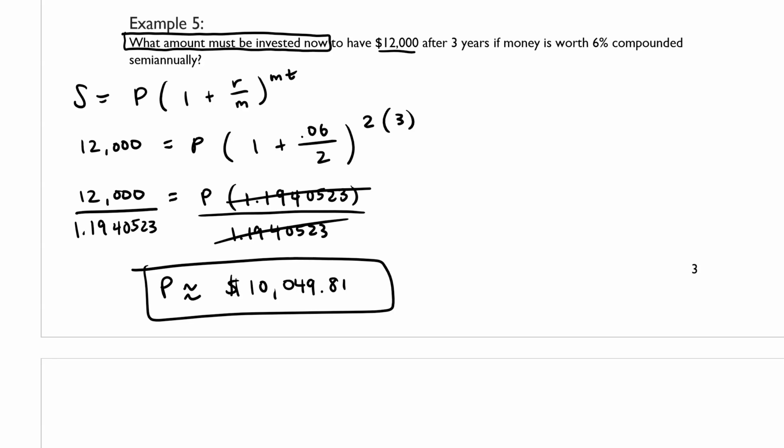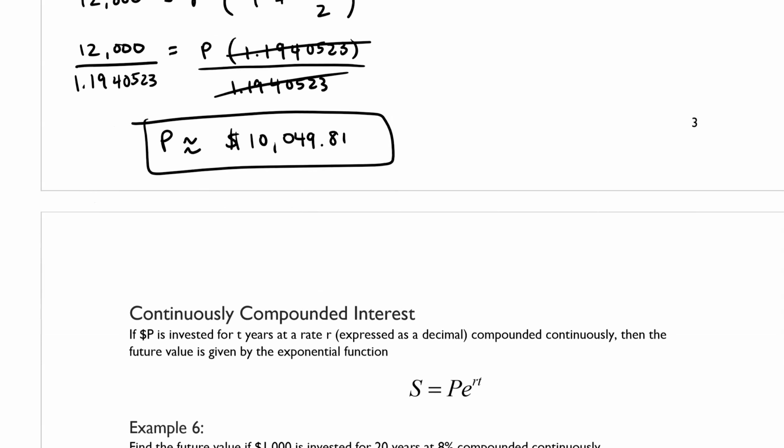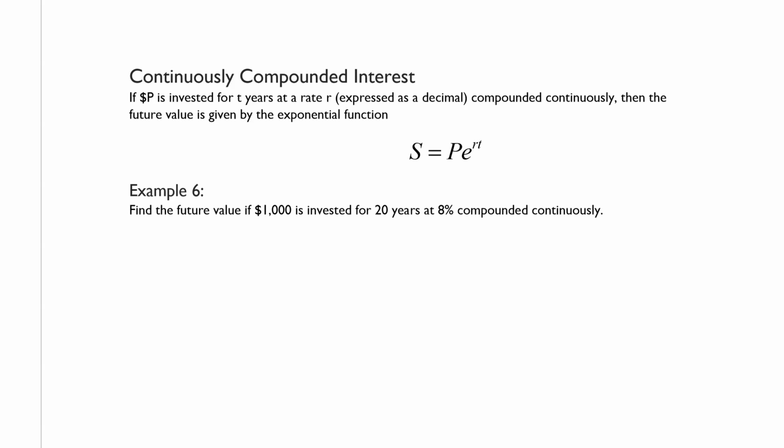Now, the two types of interest that we've talked about so far were simple interest and compound interest. There is a third type, and that is continuously compounded interest. So if $P is invested for T years at a rate R expressed as a decimal compounded continuously, then the future value is given by the exponential function S equals P times E to the power of RT.